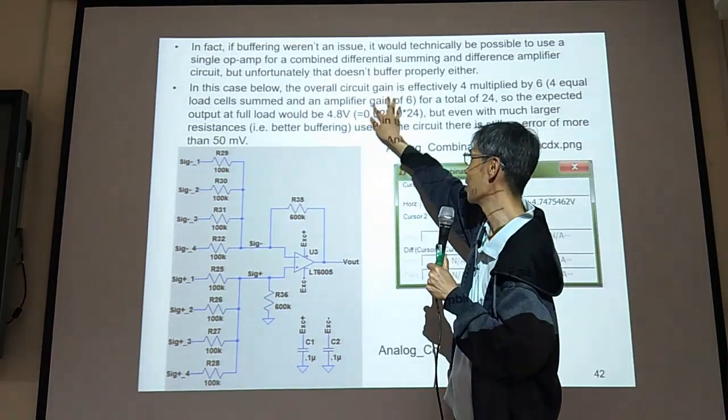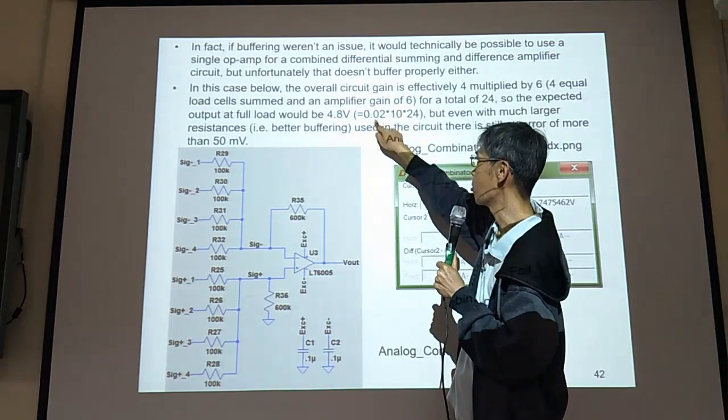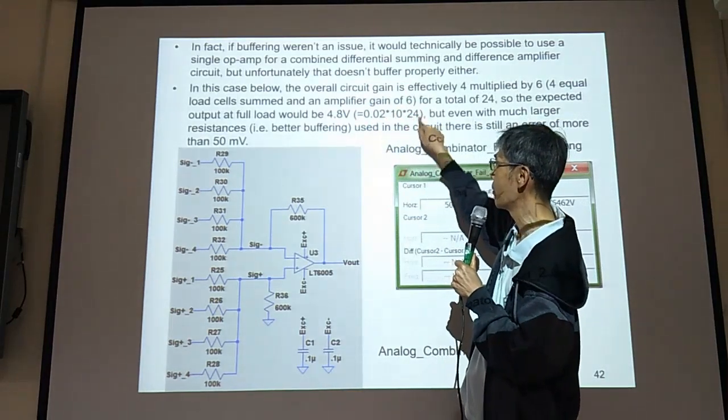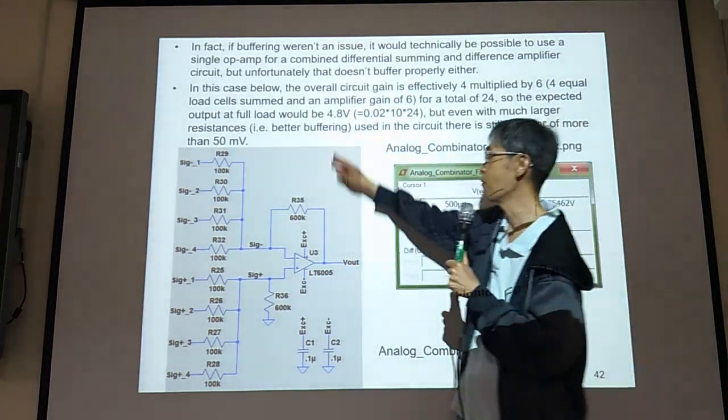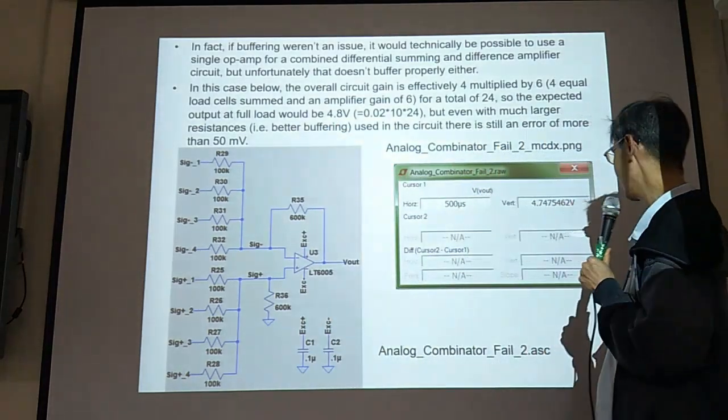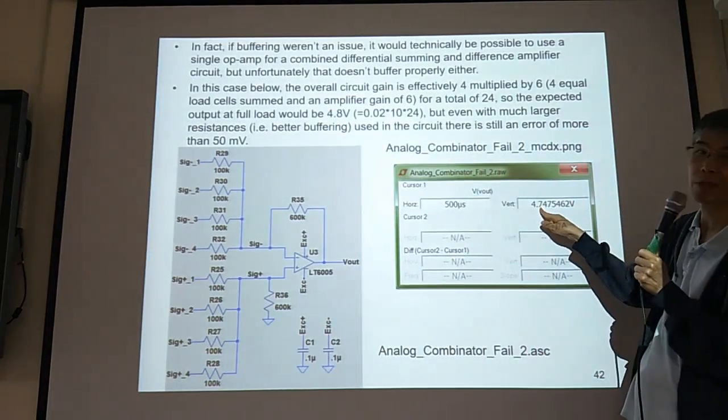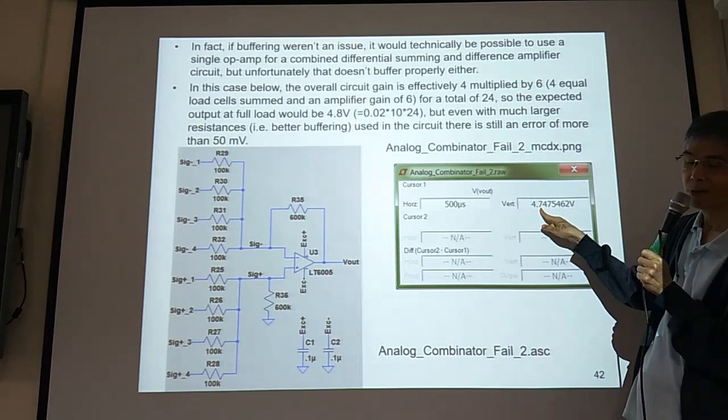Okay, so this is the voltage from the Keystone bridge. This is the application. So result should be 4.8 volt. Okay, 4.7. Close.